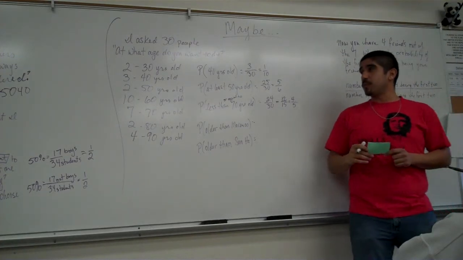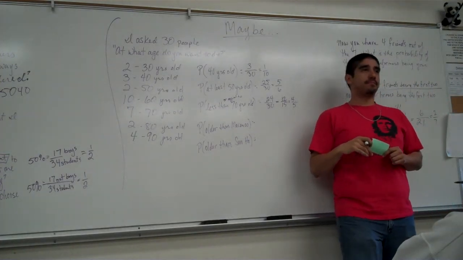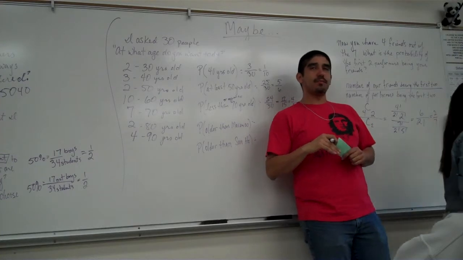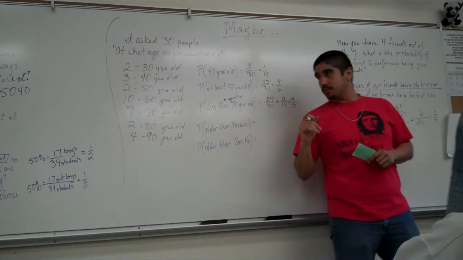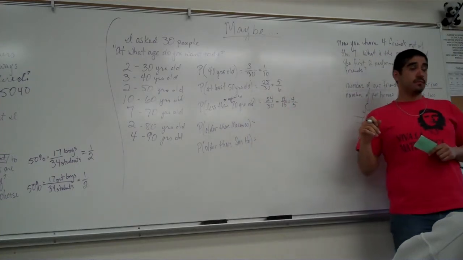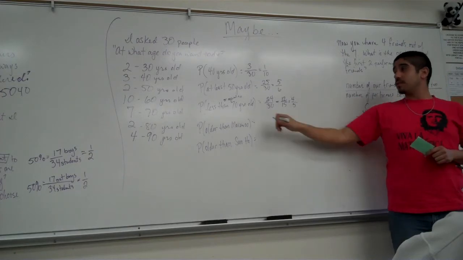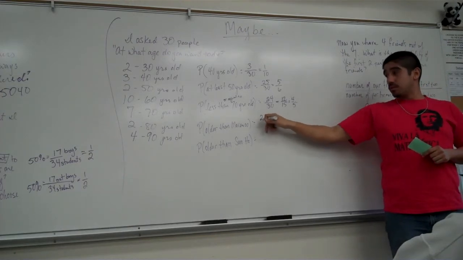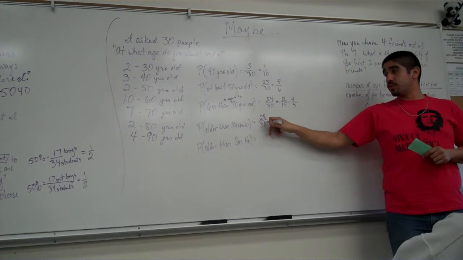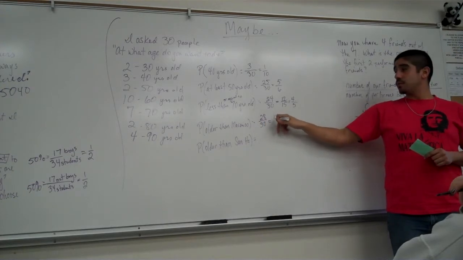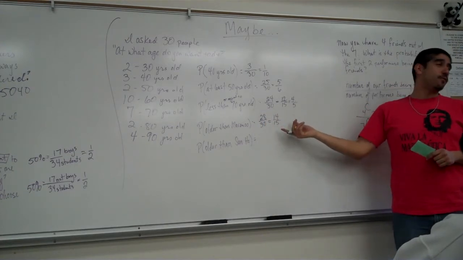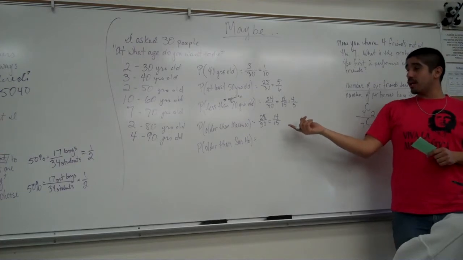What about the probability of people who want to die older than me? How old are you? I'm going to be 35 this year. So I need 45. So 28 over 30, which reduces to? 14 over 15. Alright, so 14 out of 15 people want to die older than me.